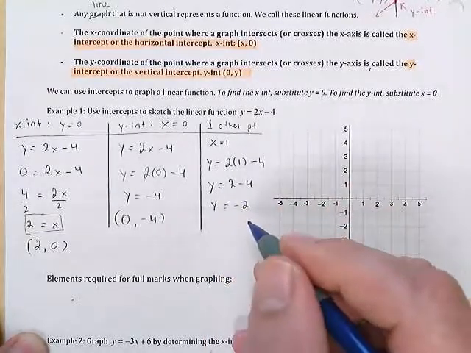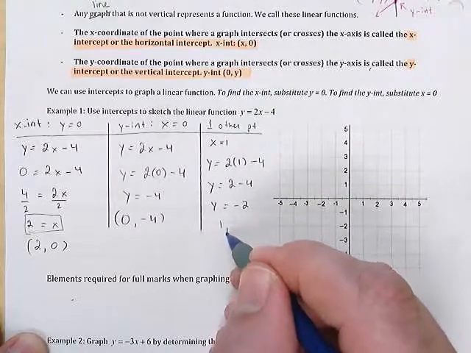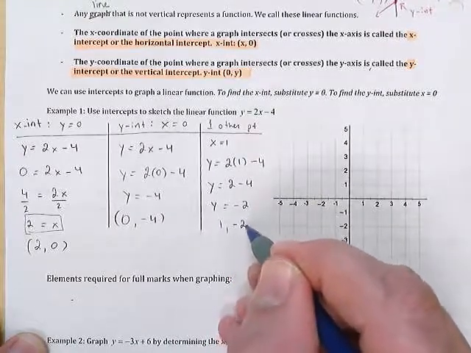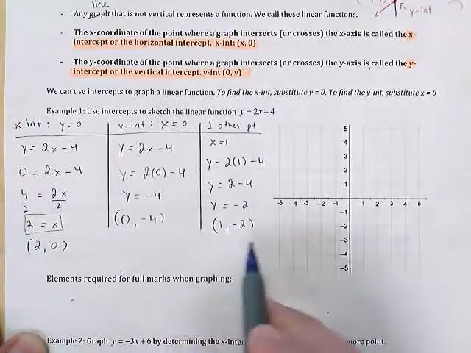Okay, so what have you found? You have found the point that when x is equal to 1, y is equal to -2. There are your 3 points.